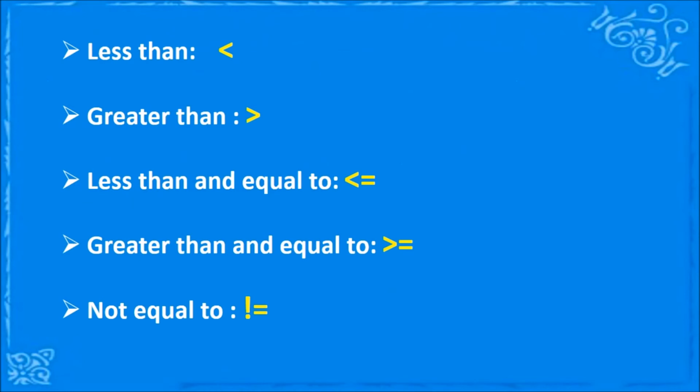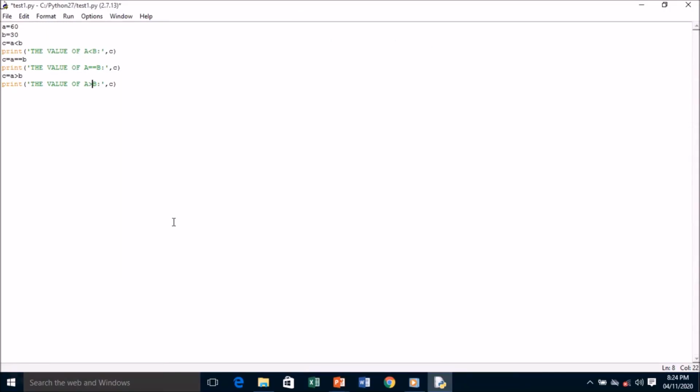So here are some of the relational operators given to you: less than, greater than, less than or equal to, greater than or equal to, and not equal to. These are different types of relational operators, and they always give you the output as a Boolean value, either true or false. So let's understand this with the help of an example. This is an example of relational operators, my children. I have given here a equal to 60, b equal to 30, c is equal to a less than b. That means if a is less than b, whatever the value is will be stored in c.